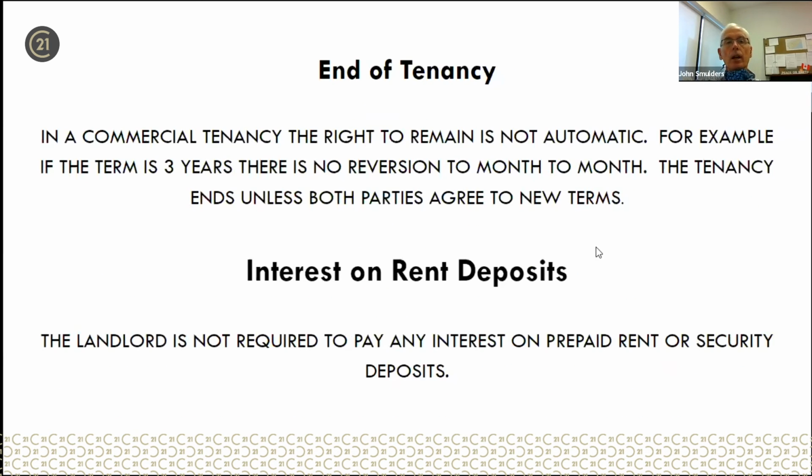End of tenancy. In a commercial tenancy, the right to remain is not automatic. We just talked about this. If the term is 3 years, there's no reversion to month-to-month like there is in a residential tenancy. The tenant is either going to negotiate another term, negotiate the rent, negotiate the length, and stay. If they don't agree, bye-bye, okay? And also as opposed to the Residential Tenancy Act, the landlord is not required to pay any interest on prepaid rent or security deposit. In the Residential Tenancy Act, of course, the landlord is required to pay interest on the last month's rent. It's not the case in the Commercial Tenancy Act.